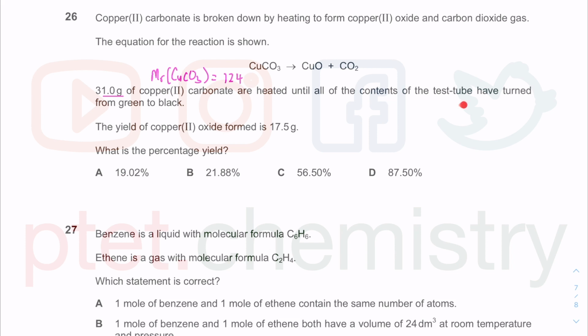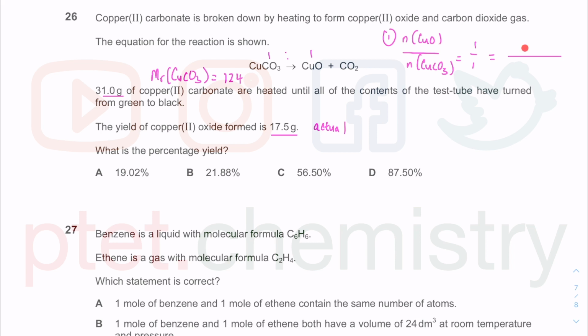Now all the contents turn from green to black. Copper(II) carbonate is green in color, and copper(II) oxide is black in color. How much do you actually get? This is the actual yield. Suppose that we work out the theoretical yield. The mole of CuO over the mole of CuCO3 is 1 over 1. From the balanced equation, 1 mole of these comes from 1 mole of copper(II) carbonate.